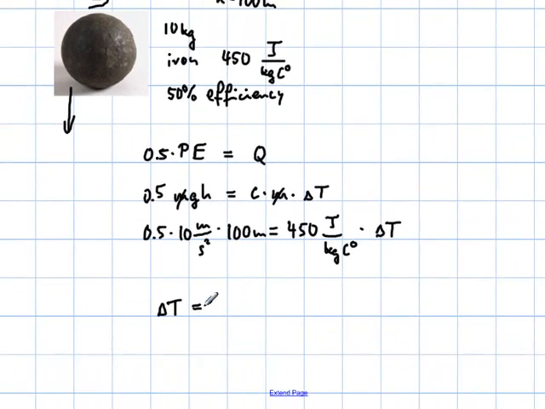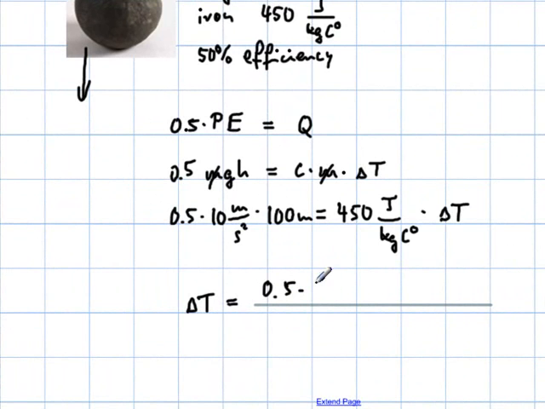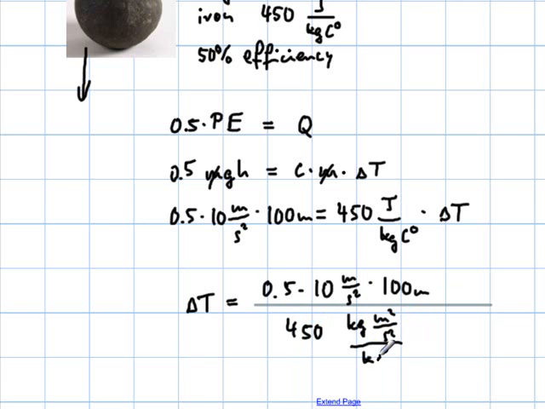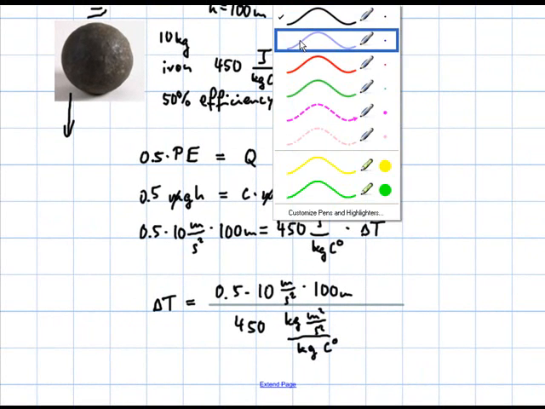So delta T equals fraction bar 0.5 times, that's not a minus, that's a times, 10 meters per second squared times 100 meters divided by 450. Ooh, and here comes the joules: kilograms meter squared per second squared. Divide that whole thing by kilograms and Celsius degrees.